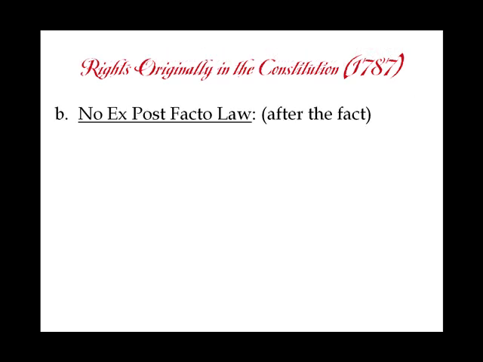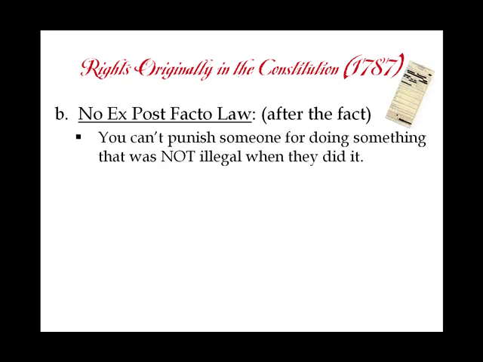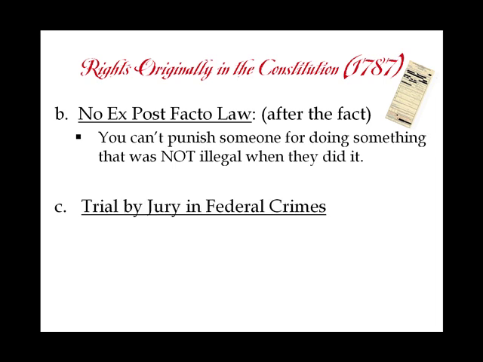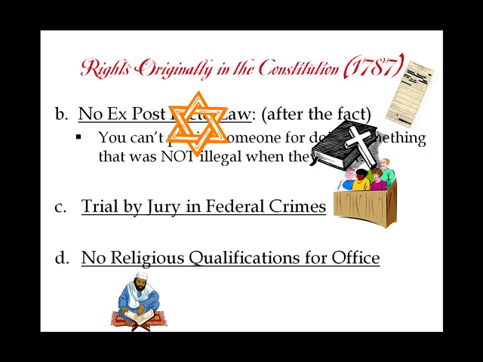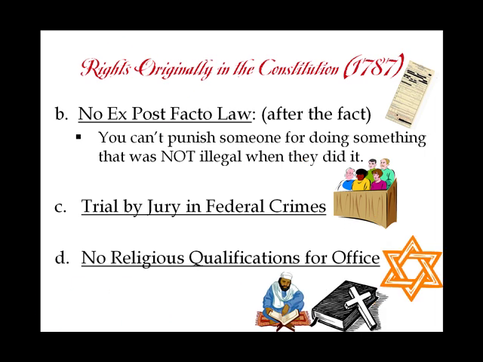The Constitution also protects U.S. citizens against ex post facto, or after-the-fact laws. This means that citizens cannot be punished for doing something that was not illegal when they did it. The Constitution guarantees citizens a trial by jury in federal cases. The Constitution also forbids any religious qualifications for holding office.